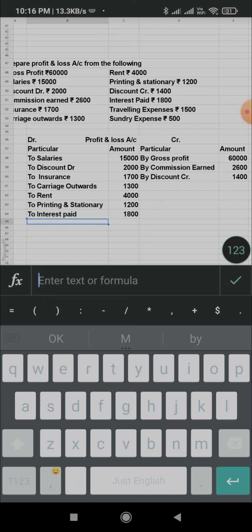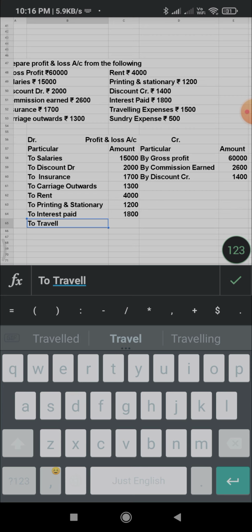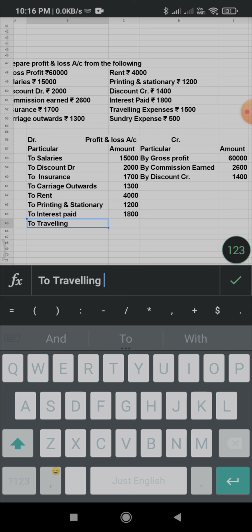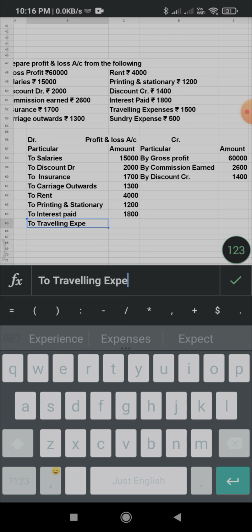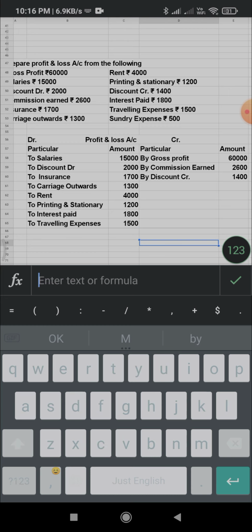Next one, traveling expenses. To sell the product, sometimes marketing executives are going to travel from one city to another city. Whatever expenses they incur for traveling are called traveling expenses. This expense is related to the business.